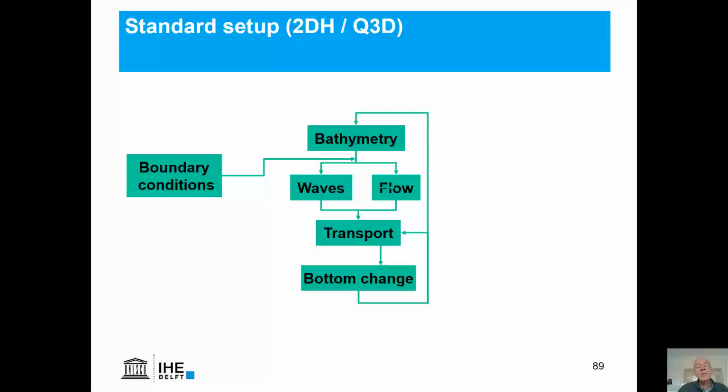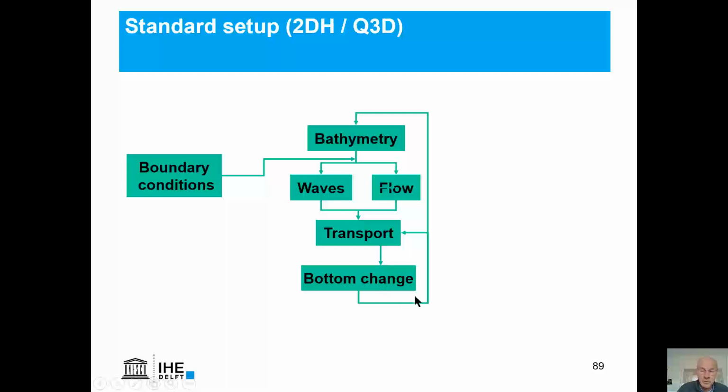This very often was done in a way that, given a bathymetry, we ran flow and waves over a whole tidal cycle, then computed the transports over the whole tidal cycle, did an averaging over the tidal cycle, and computed the bottom change averaged over the tide. And often we would multiply this bottom change by a number of tides to speed up the time.